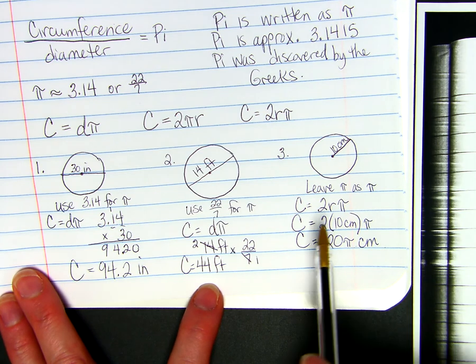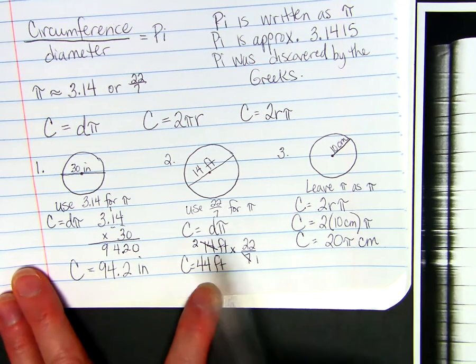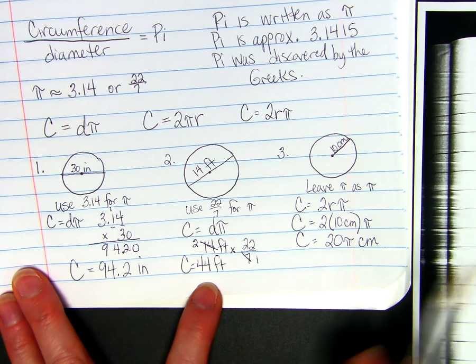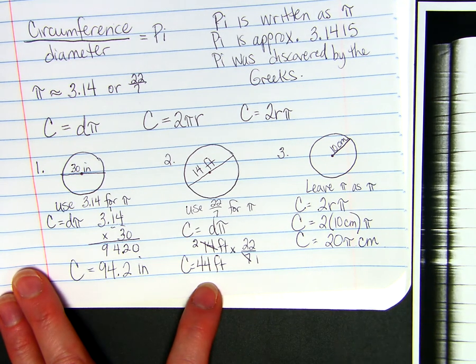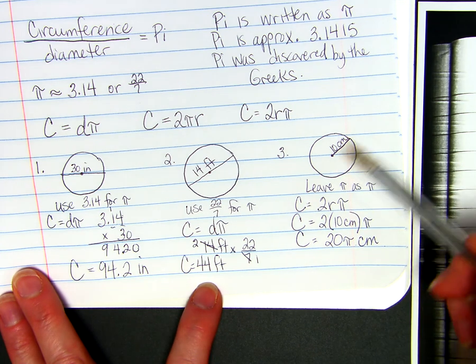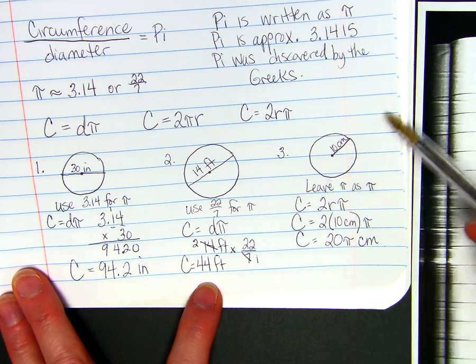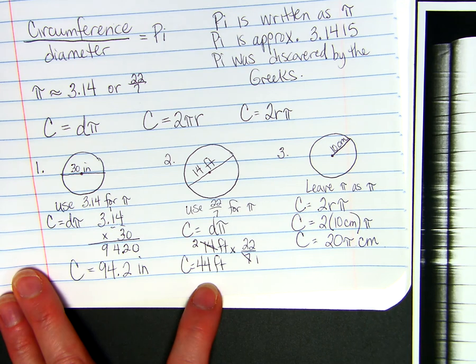Okay, so you don't have to do any multiplying, you don't substitute an approximation for pi, you just write pi. Yep, you just write 10 times 2 because the diameter is 2 radii together. Okay, lesson's over. Let's do some practice.